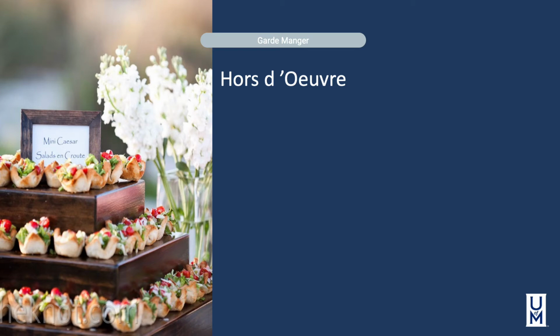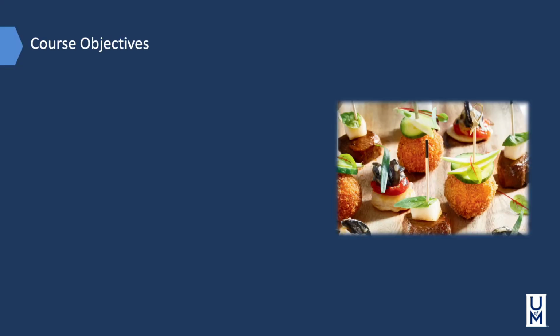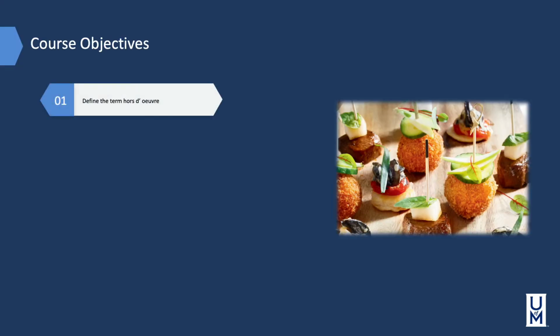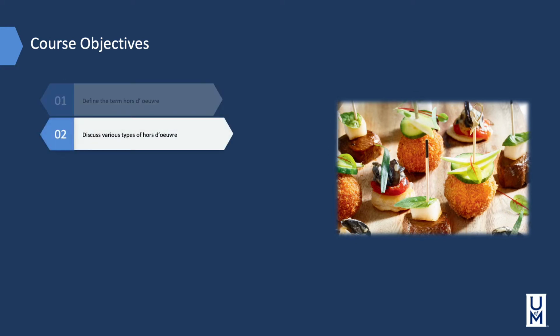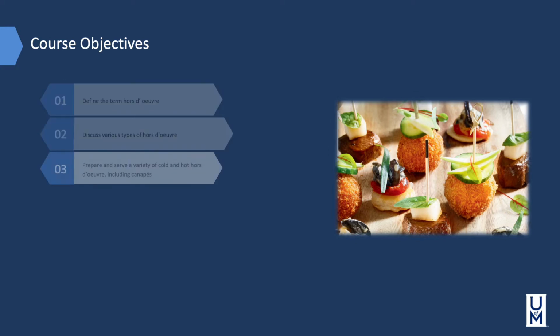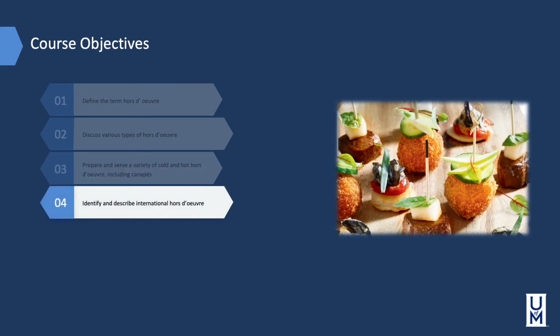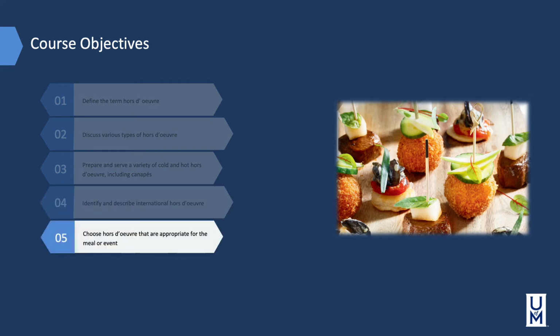In this module, we're going to cover the broad range category of charcuterie. The objectives for this module are: define the term hors d'oeuvre, discuss various types of hors d'oeuvres, prepare and serve a variety of cold and hot hors d'oeuvres including canapés, identify and describe international hors d'oeuvres, and choose hors d'oeuvres that are appropriate for the meal or the event.